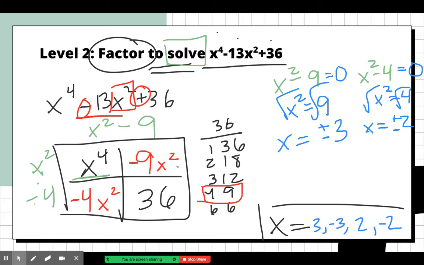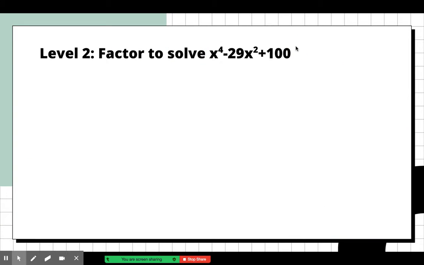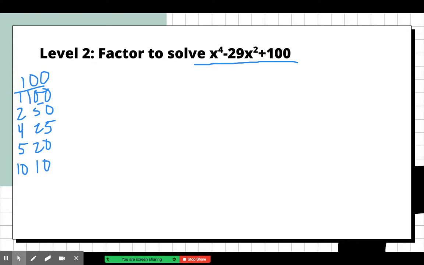So it's just continuing to build and build and build onto what we've been doing since quadratics. Let's do another example really quickly. So x to the fourth minus 29x squared plus 100. So I'm going to list out the factors of 100, starting at 1. So 1 and 100, 2 and 50, 4 and 25, 5 and 20, 10 and 10.